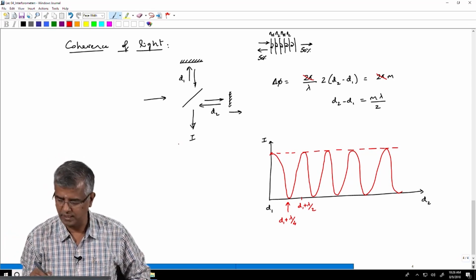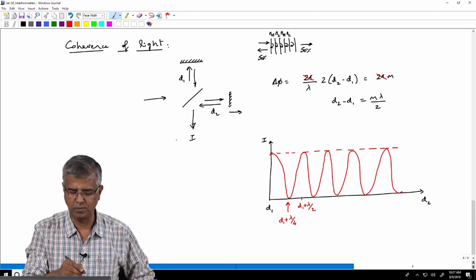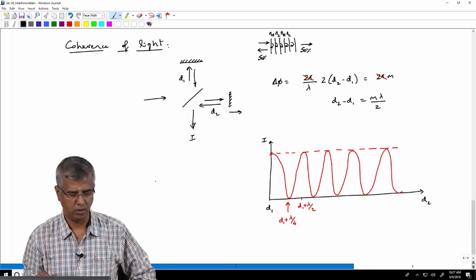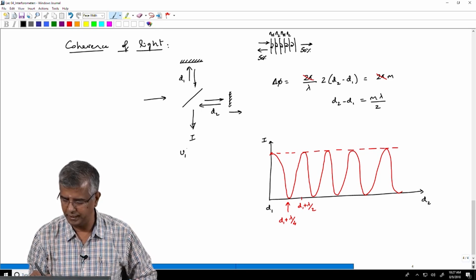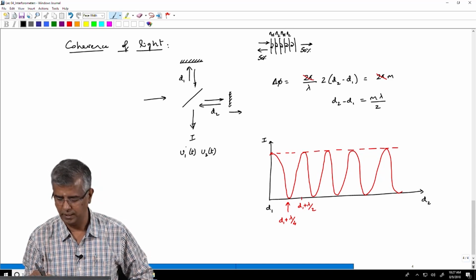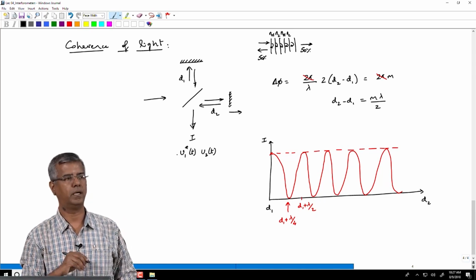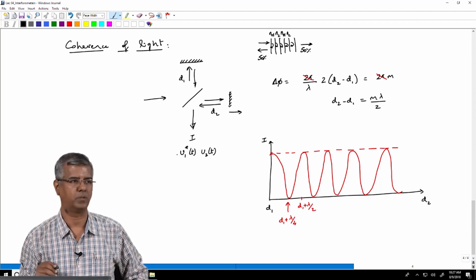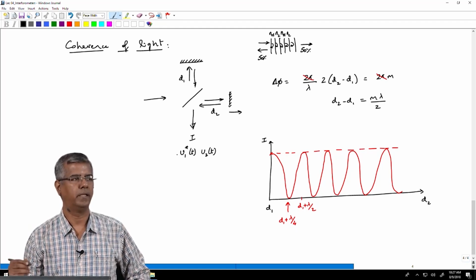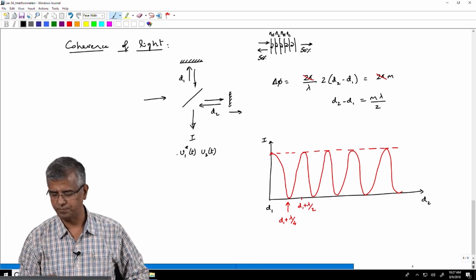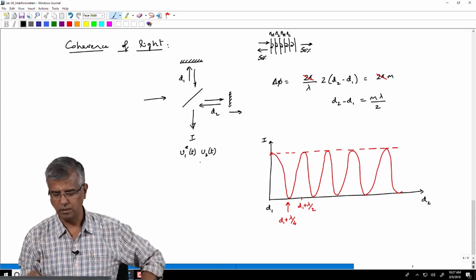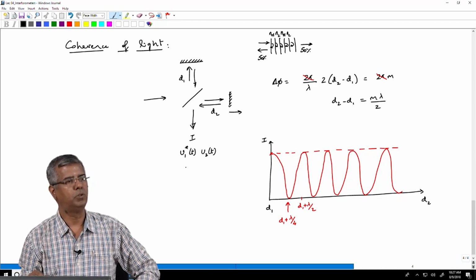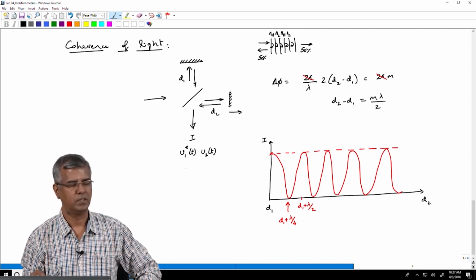Now, to do that we will have to examine what we are observing a little more closely. Okay. So, you are observing the beating of u1 of t with u2 of t, right. And in fact, as we saw, u1 and u2 are complex quantities. So, the beating would correspond to u1 conjugate u2 and then u2 conjugate u1, right. So, if we look at this closely, what does u2 of t mean in this case? Is it different from u1?